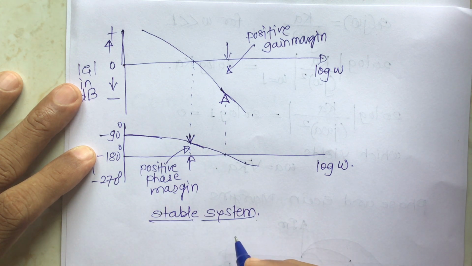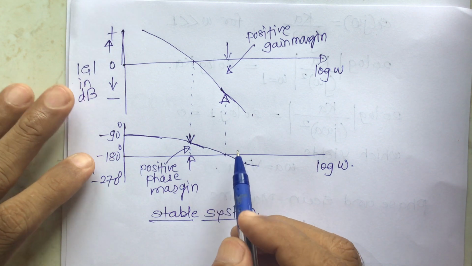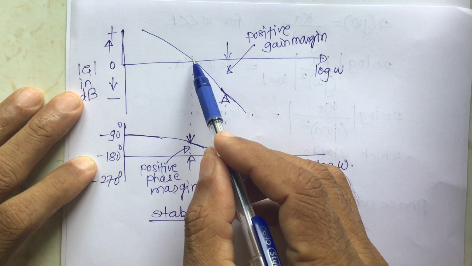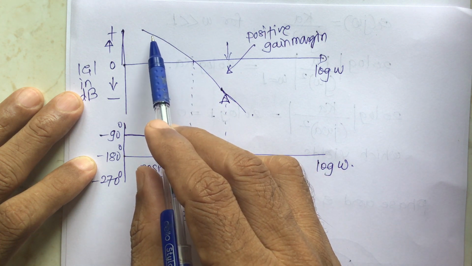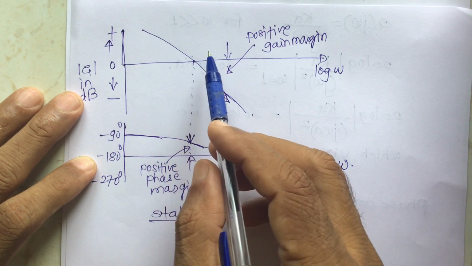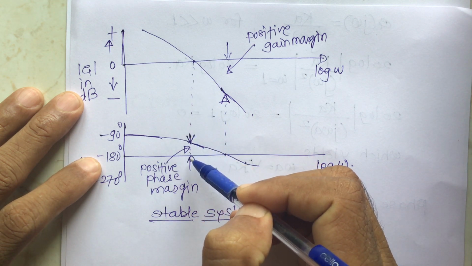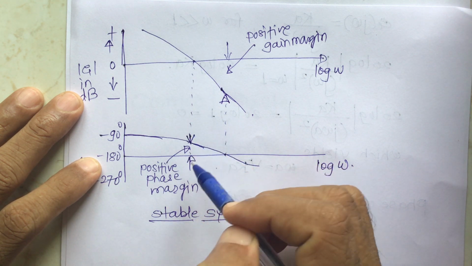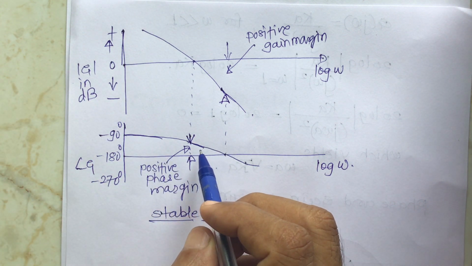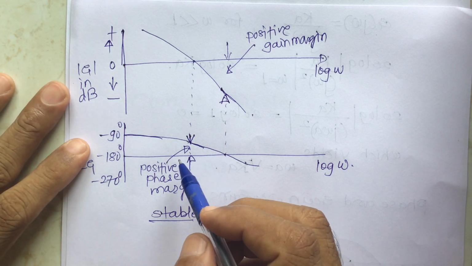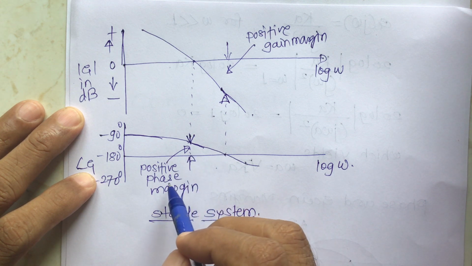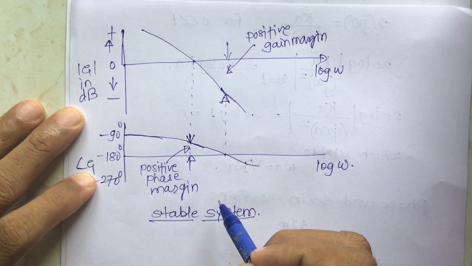Then your system is said to be a stable system. Means for the point where your magnitude plot crosses the 0 dB line, at that point your phase margin should be positive. Means this plot should be above the minus 180 degree line. It means that your system is stable. Now if this plot is below the minus 180 degree line, that means you have the negative phase margin and your system is unstable.